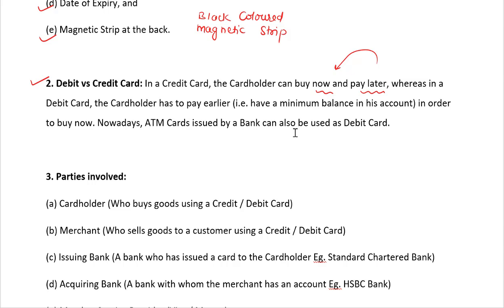Whereas in a debit card, you should have money to buy right now. The card holder has to pay earlier in order to buy now. So in a debit card, the card holder should have minimum balance in his account. Nowadays, ATM cards issued by bank can also be used as debit cards.